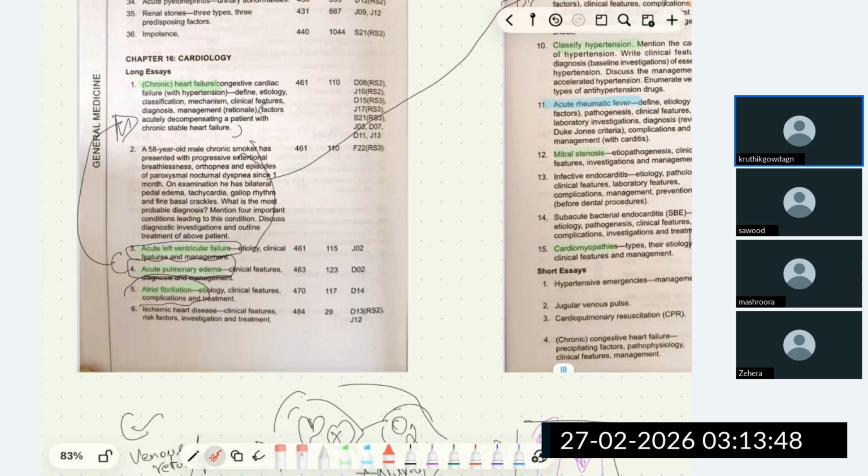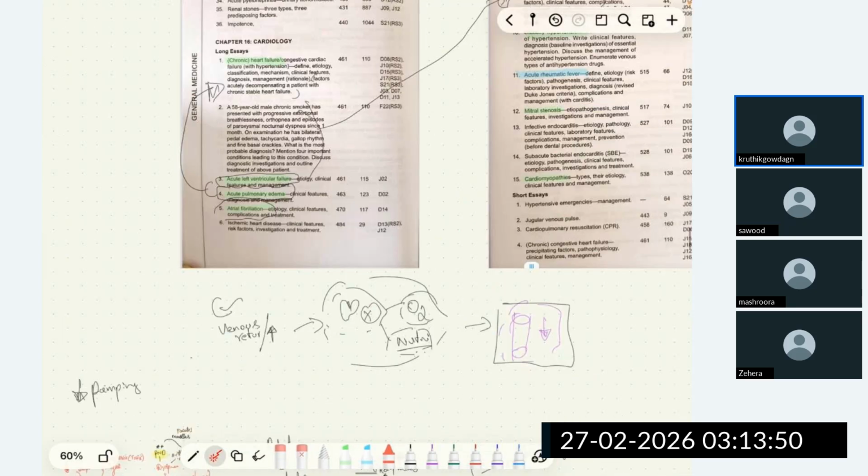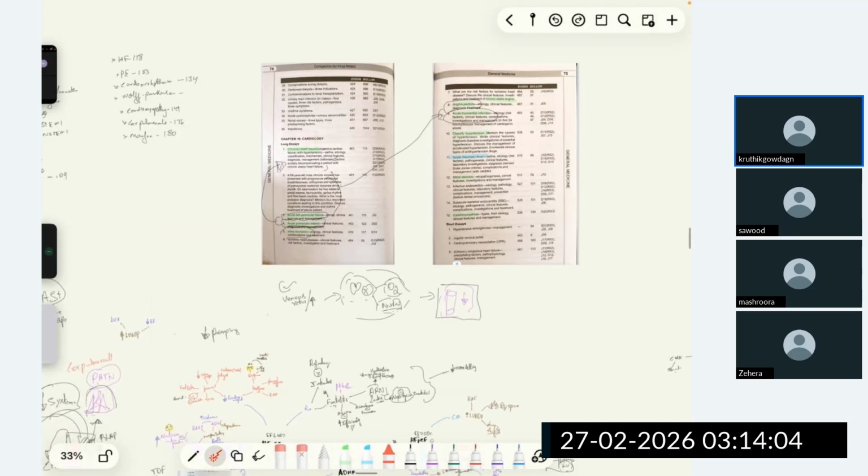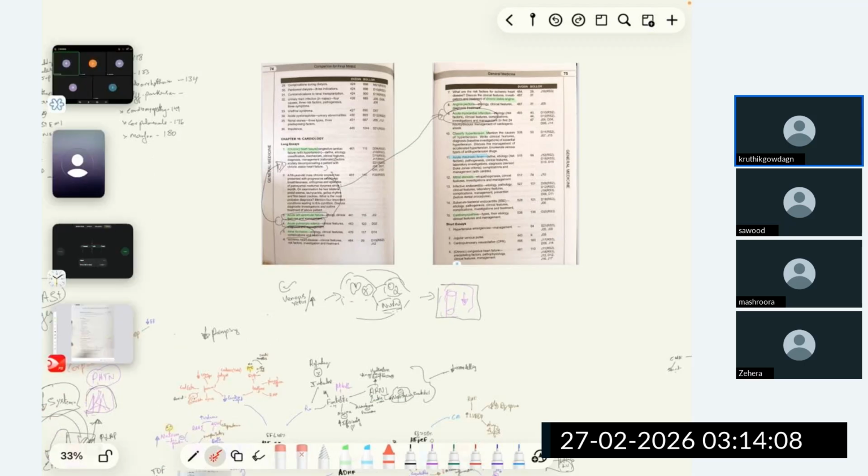Next, we are going on to left ventricular heart failure, and we'll discuss angina pectoris, myocardial infarction, all these things at once. Let's see what they are. By this discussion, we'll end today's session. We'll have many more topics to cover tomorrow.